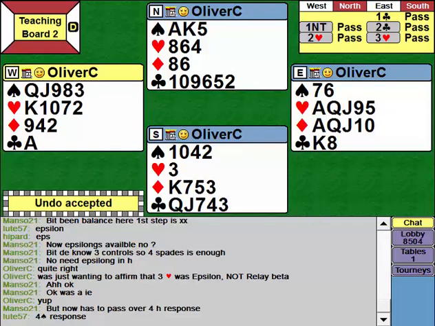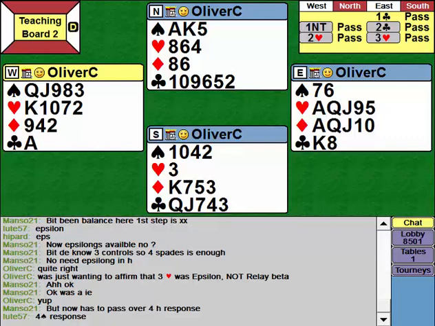You're quite right, sorry. Right, so yeah, three hearts is theta, not iota. So it's four spades and not four hearts. So now again, epsilons are the only ask that's really available here. If East bids five hearts here, we certainly haven't established slam values, so that would just be to play in hearts.